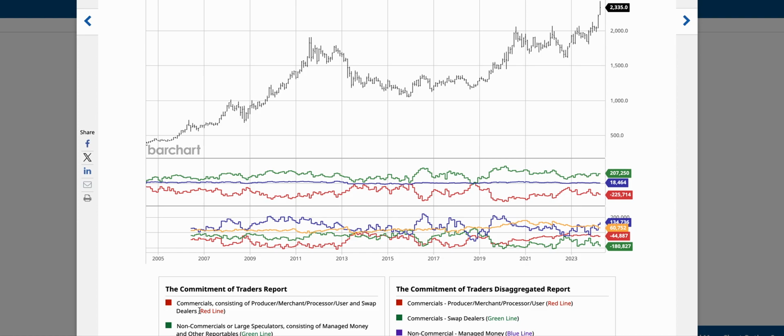If you look here, you'll see the red being the commercials, consisting of producers, merchants and processors, users and swap dealers. And then non-commercials are large speculators consisting of managed money and other reportables, and the blue line is small speculators. Now it is divided into two formats. The old format is on the left-hand side. A few years ago they came up with a new format in which they segregate it a little bit further. That is on the right-hand side, so the top one is the old report, and the bottom one is the segregation we see on the right-hand side box here.